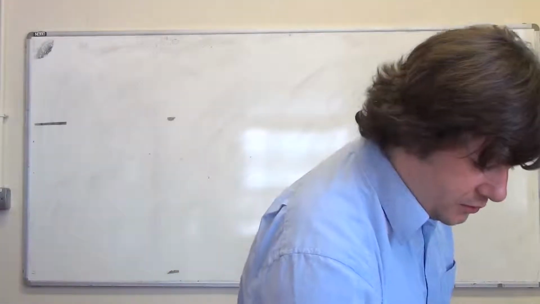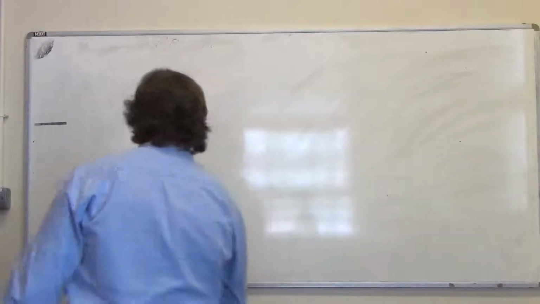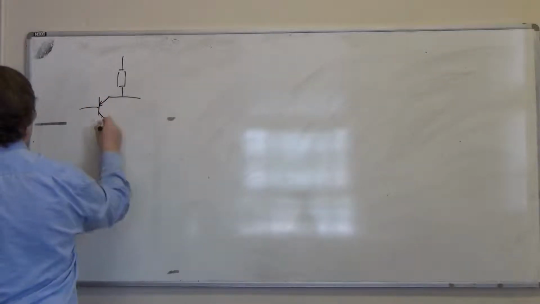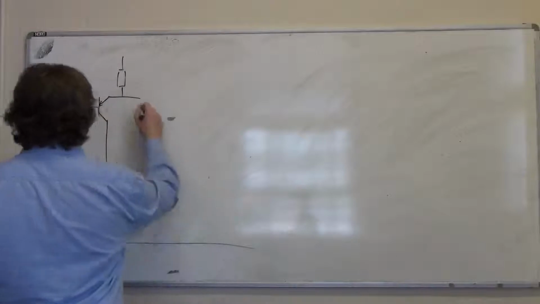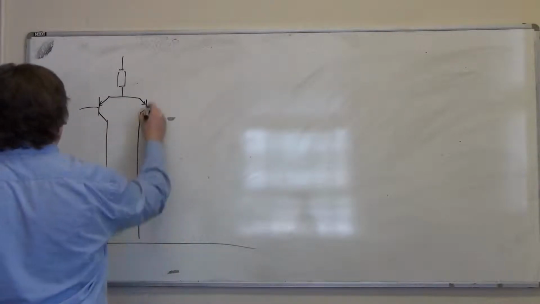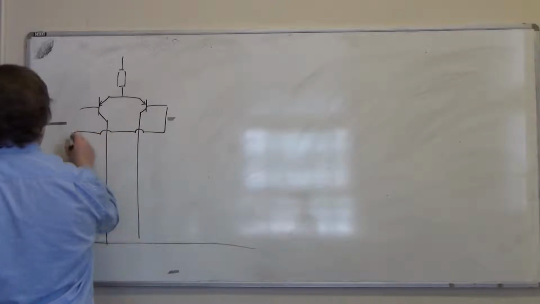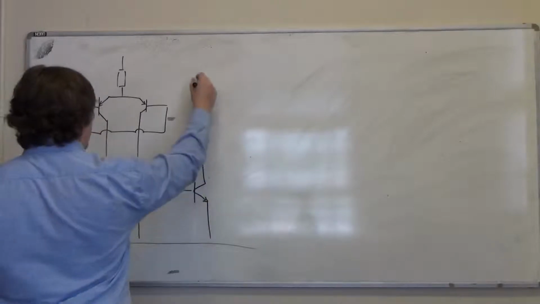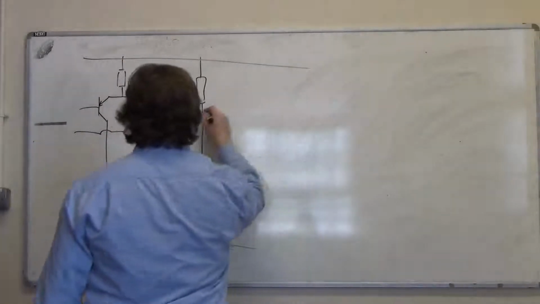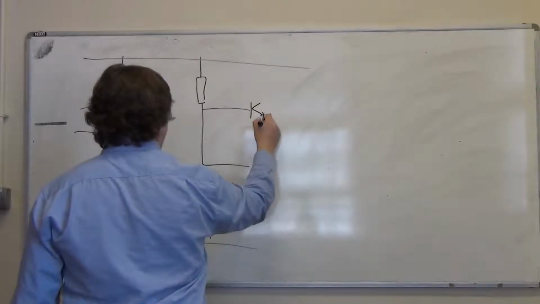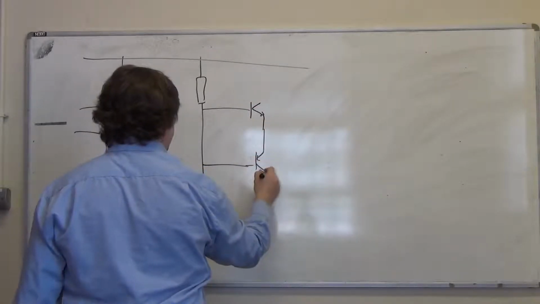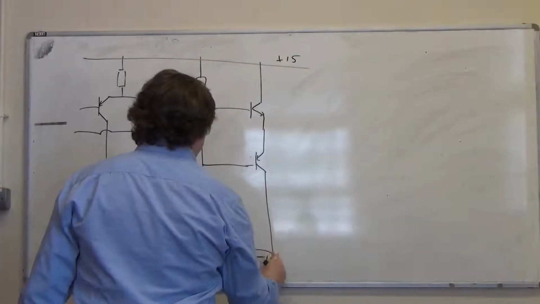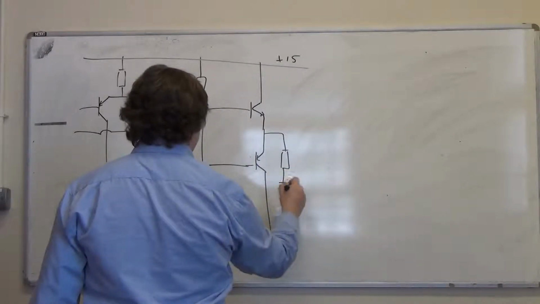So if we look at the circuit again, we had a differential pair, and we had a common emitter without degeneration, and that drove a pair of emitter followers. Well, I think this was plus 15, that was minus 15, and there was a load of 2 kiloohms here.